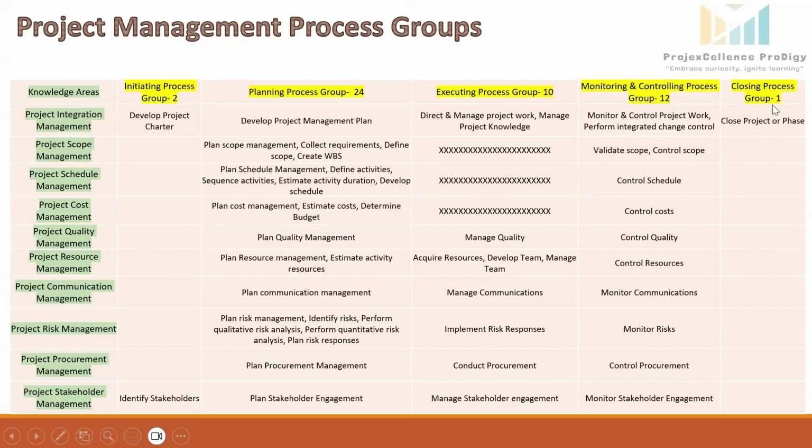The last process group is the closing process group. The close project or phase process involves finalizing all project activities and deliverables to formally end the project or a project phase. It includes securing formal acceptance from stakeholders, closing and settling contracts, and conducting final reviews to assess the project performance. This process involves archiving all relevant documents, releasing resources, and celebrating the project's success.